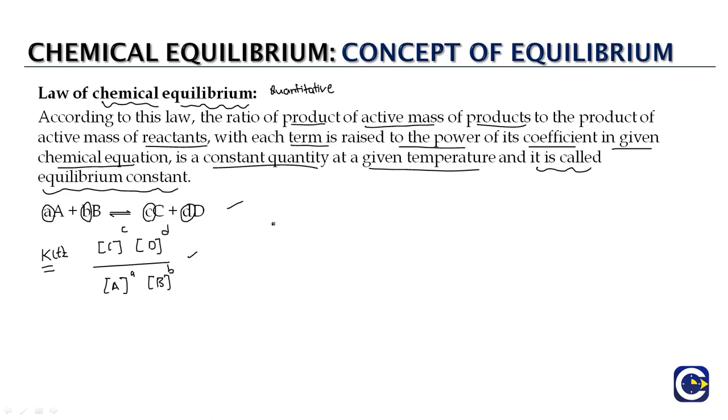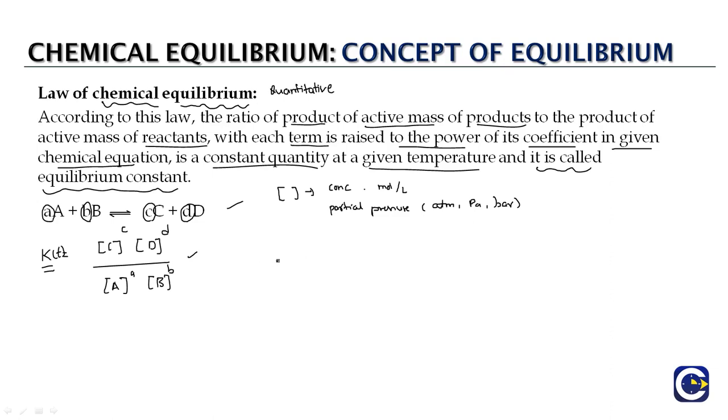Now we have already discussed that the active mass can be measured either in terms of the molar concentration, moles per liter, or in terms of the partial pressures of the gases, which will be in a pressure unit, maybe atm or Pascal. Sometimes we may even use bar. So this is about the idea of chemical equilibrium.